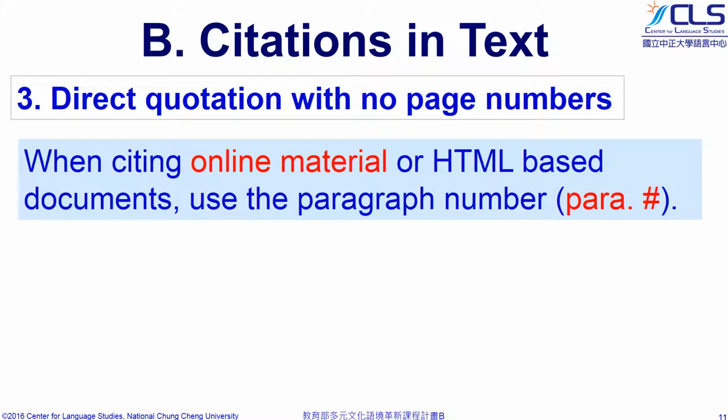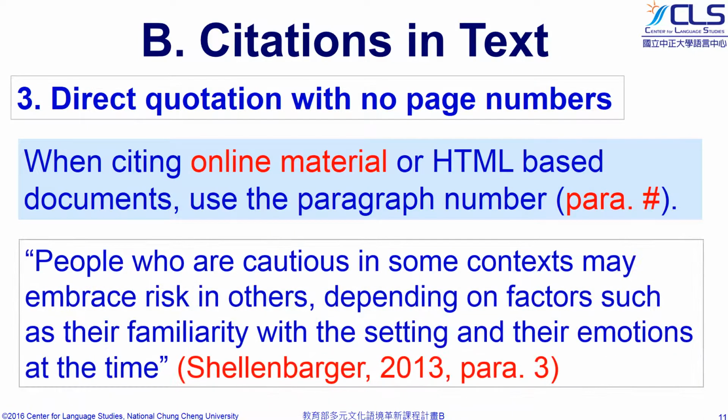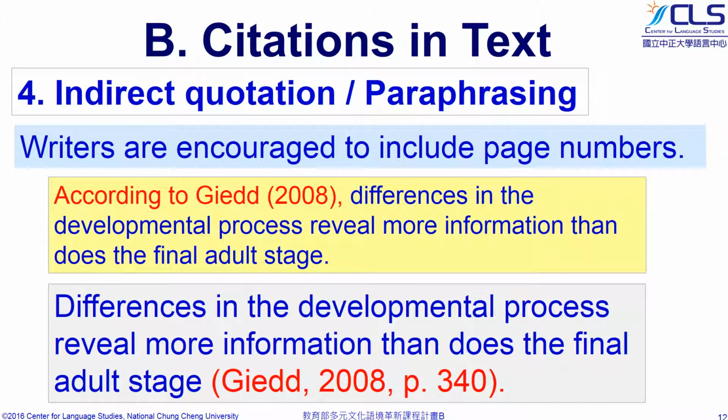The third type is direct quotation of online material or HTML-based documents, where page numbers are often not applicable. In this case, we can include paragraph numbers instead. The fourth type is indirect quotation, which contains paraphrased ideas. Because the ideas are not directly quoted, page numbers are optional, but it's still better to include them.